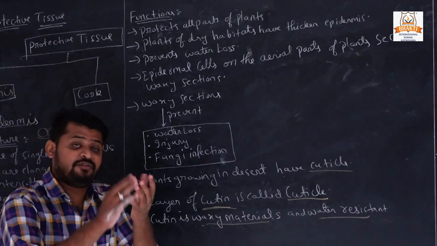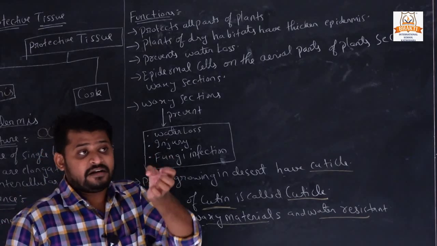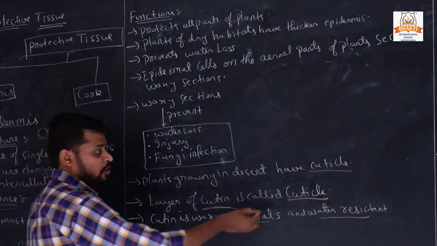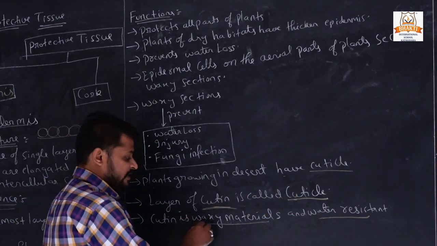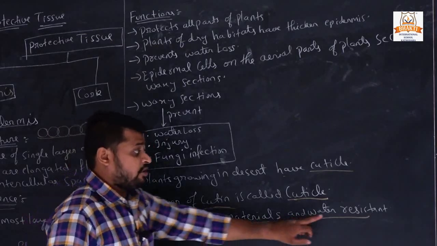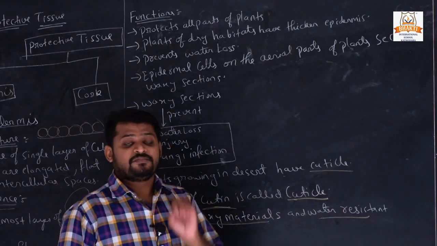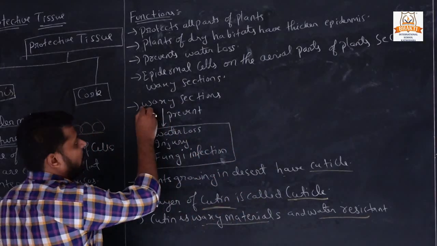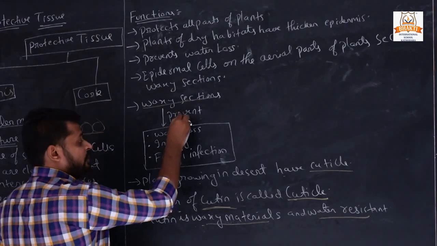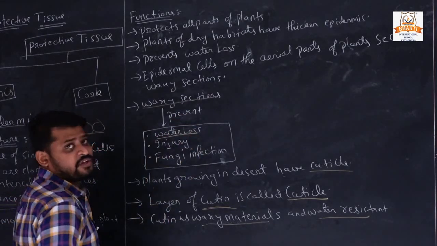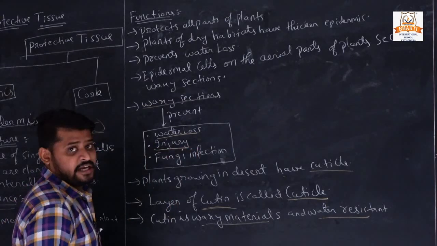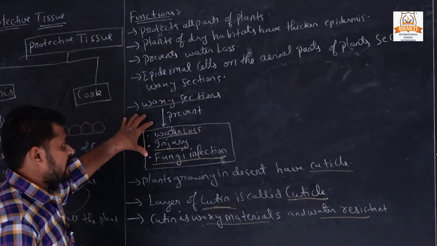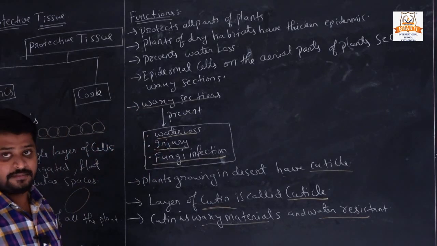When you cut that, a waxy part is taken out, that is cutin, and that part is called cuticle. It is a waxy material and it is water resistant, meaning it does not lose any water. So what was the function of a waxy section? It prevents water losses, it prevents injuries, it prevents fungal infection. So these waxy sections protect against these three things.